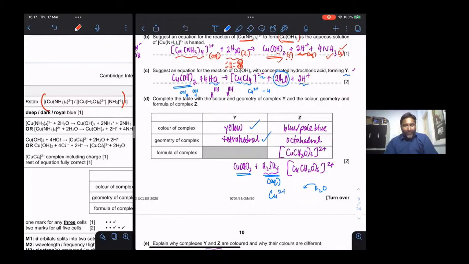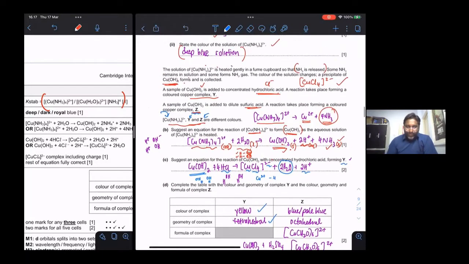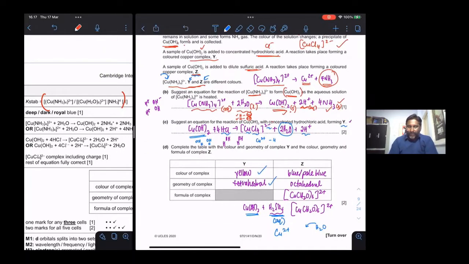So previously you have this one, Y is going to be yellow, a different color. Z must be a different color, and just now they mentioned that they are deep blue solution, so Z must be a different color also. It cannot be just copper sulfate, because it is a complex. Copper plus sulfate, copper sulfate, no, it's not a complex. So you need to come up with a complex.